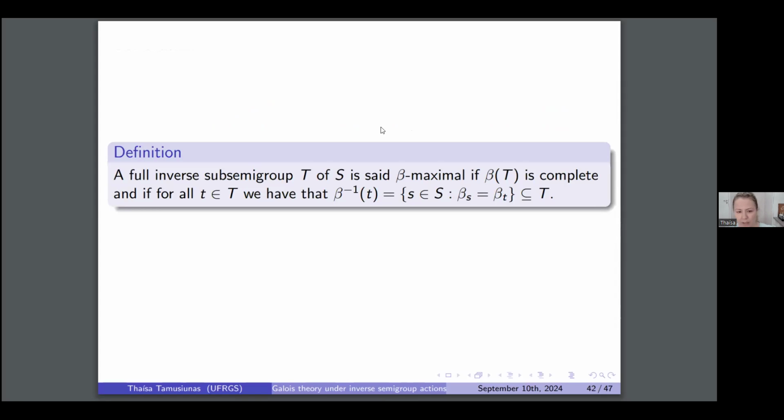And this is the last concept before the Galois correspondence. A full inverse subsemigroup T is said to be beta maximal if, first of all, T is beta complete, and if for each t in T, we have that the preimage of t is in T. But observe that if beta T is equal to T, then this condition is clearly satisfied, and then beta maximal is just complete.